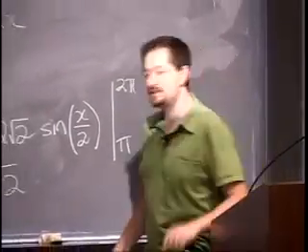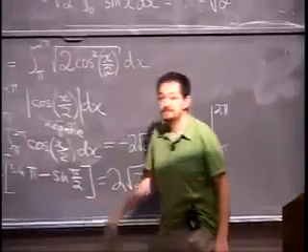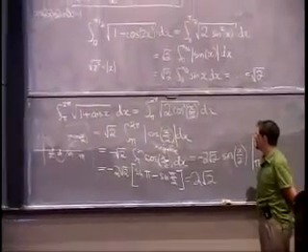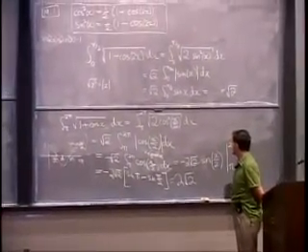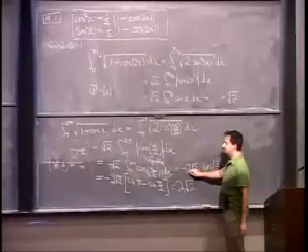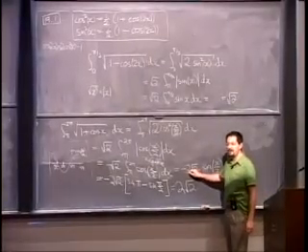Any other questions about that example? Yeah? Could you explain one more time why it's negative 2 times square root of 2, not negative 1 half times square root of 2? Okay. The question is, why do I have a 2 there instead of a 1 half?